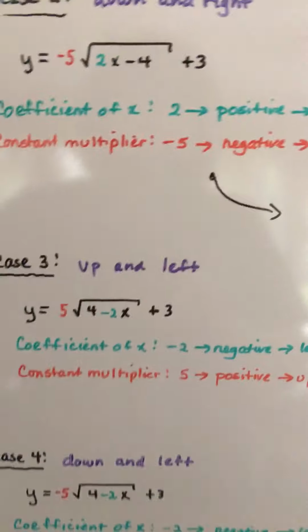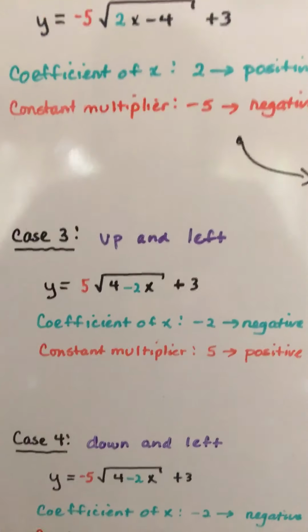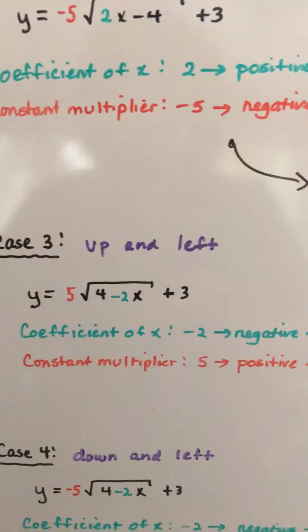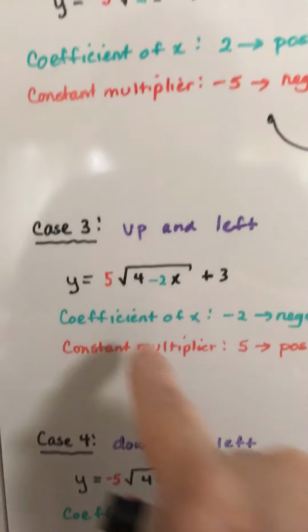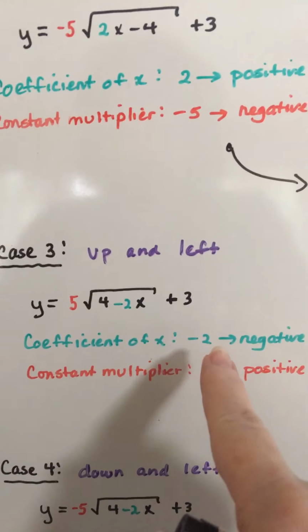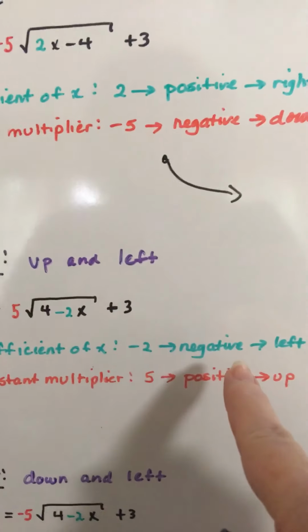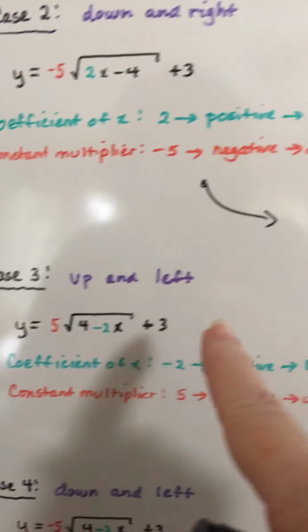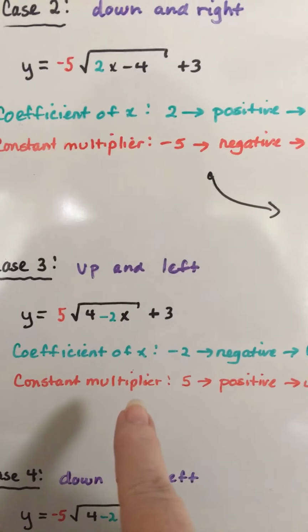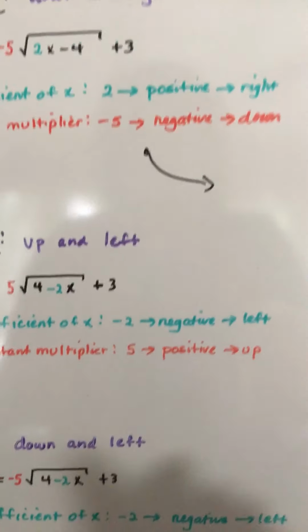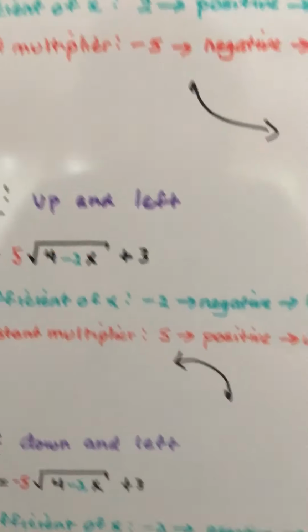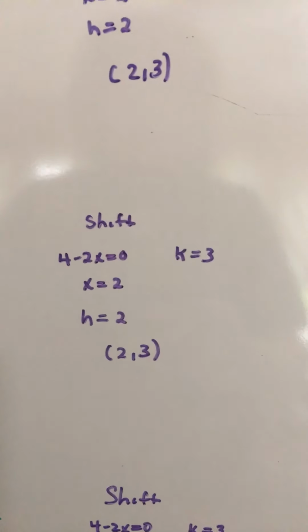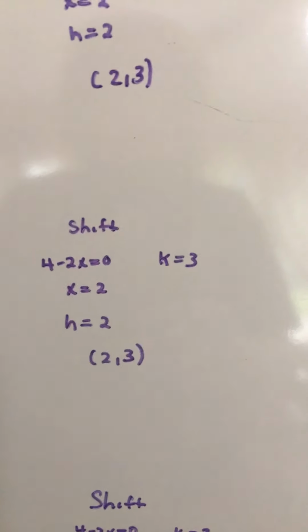Now, cases 3 and 4 are new to many of you if you did not have me as a teacher. I need to go up and left. What's the coefficient of x? Oh, wow, it's negative. And since it's negative, it's going to open left. What is the constant multiplier? It's 5. It's positive. It opens up. So this graph is going to go up and left. Notice I still have the shift as 2, 3.